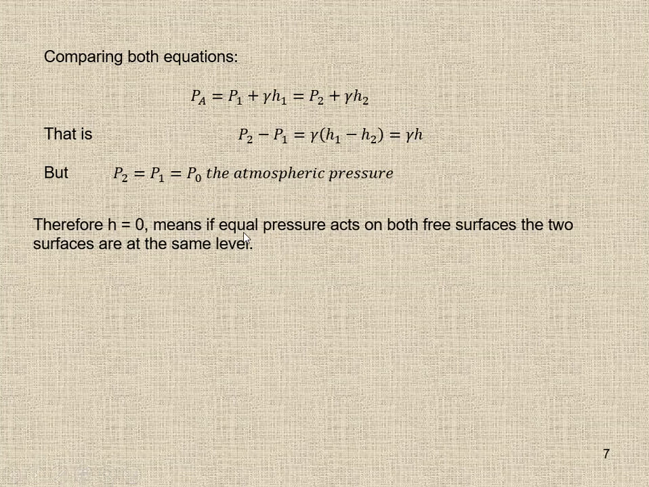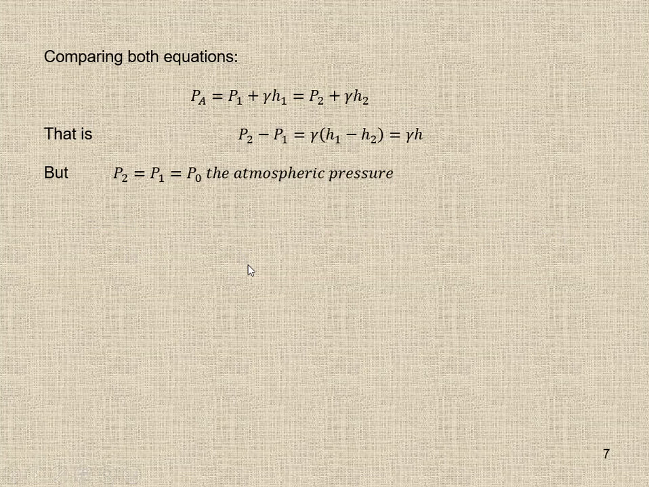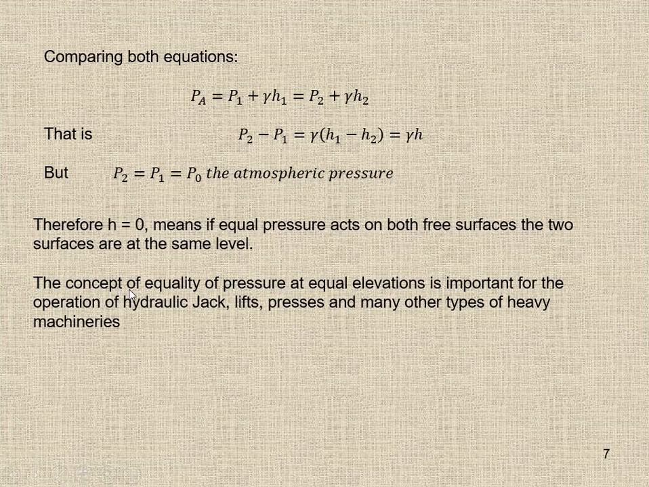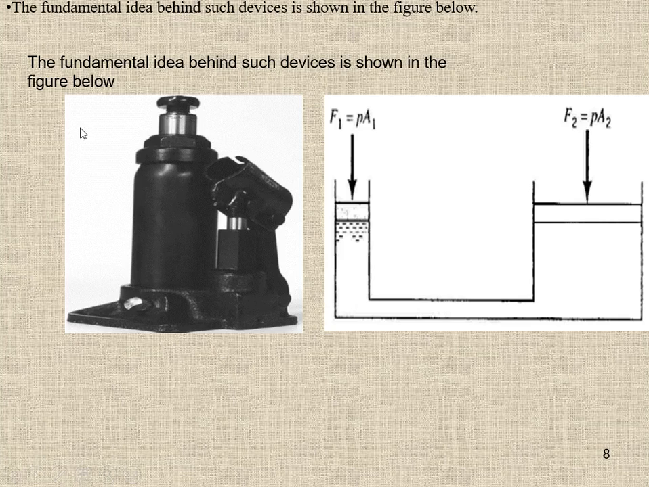It means if equal pressure acts on both free surfaces, the two surfaces are at the same level. The concept of equality of pressure at equal elevation is important for the operation of hydraulic jacks, lifts, presses and many other types of heavy machinery. So let's move on. The fundamental idea behind such a device is shown in the figure. Consider this a connected vessel.